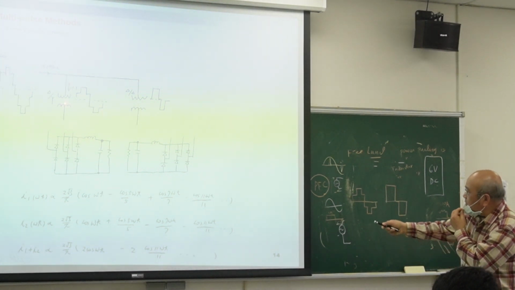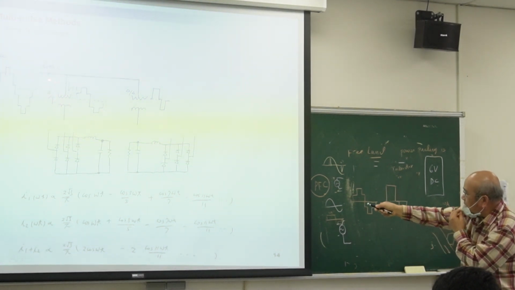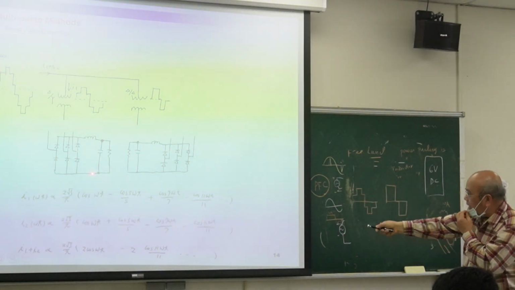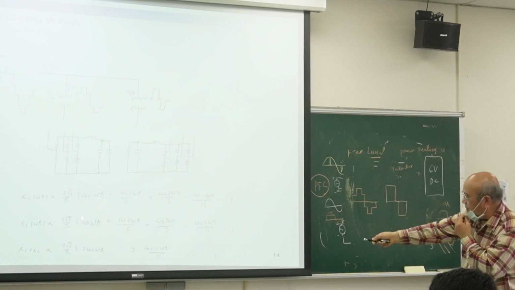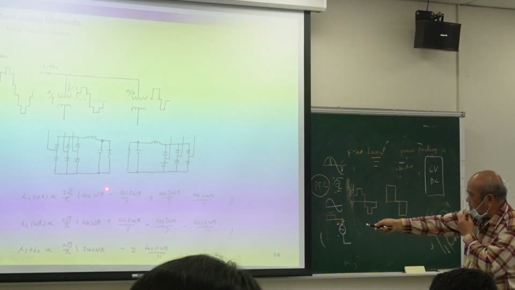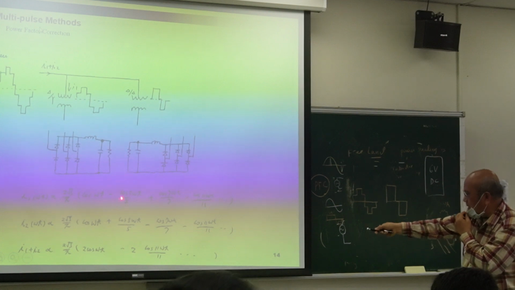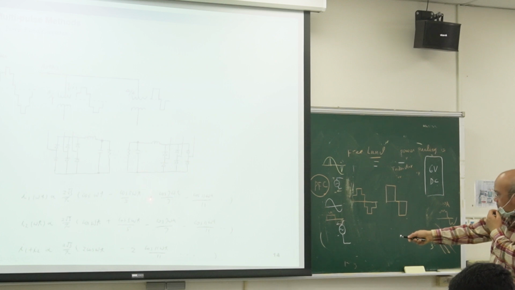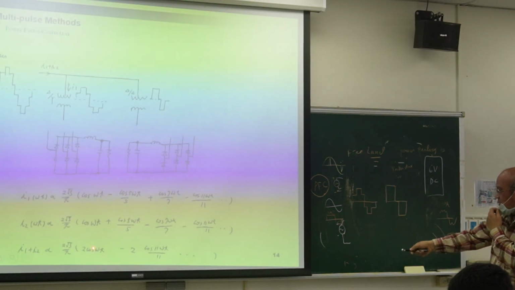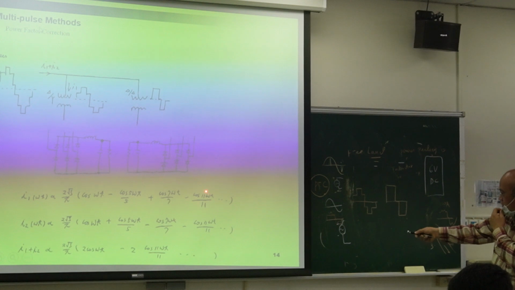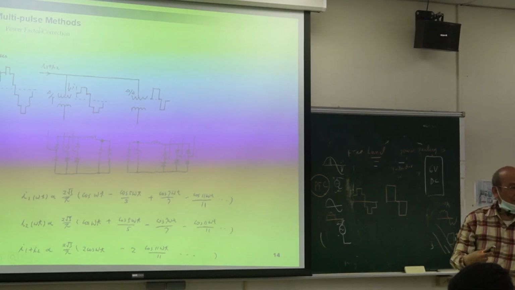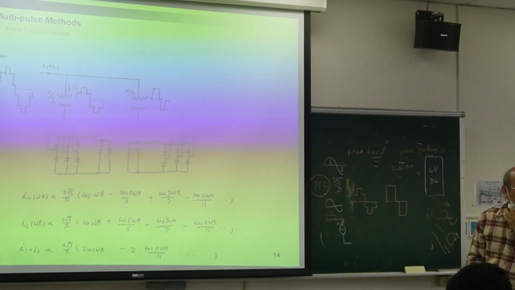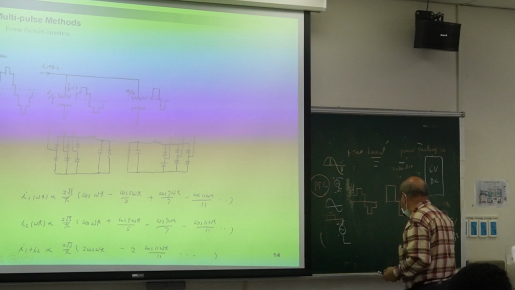So if I put this one delta Y, this one delta delta, how about this current? It is I1 plus I2, right? So with I1 plus I2, the fundamental becomes twice. The 5th harmonics: one is minus, one is plus, become 0. Cancel each other. How about the 7th harmonics? One is plus, one is minus, cancel each other, 0. Then the next one becomes the 11th harmonics. So what is the amplitude? 9%.